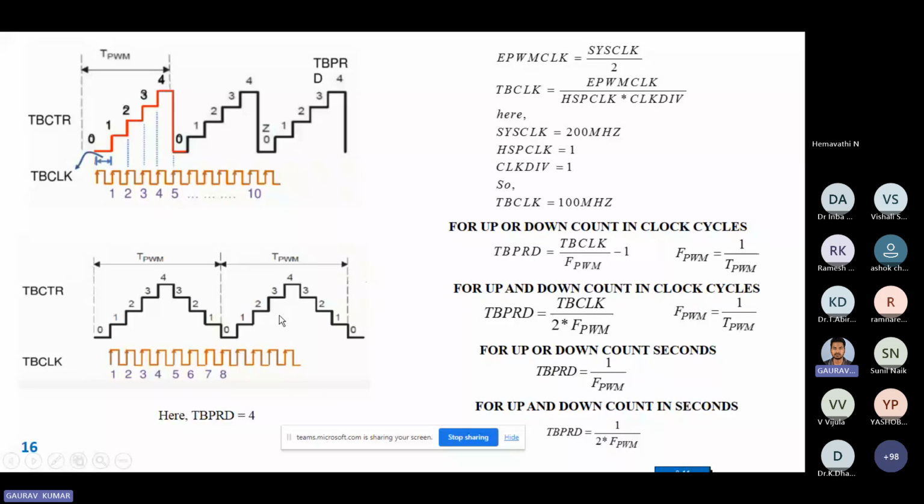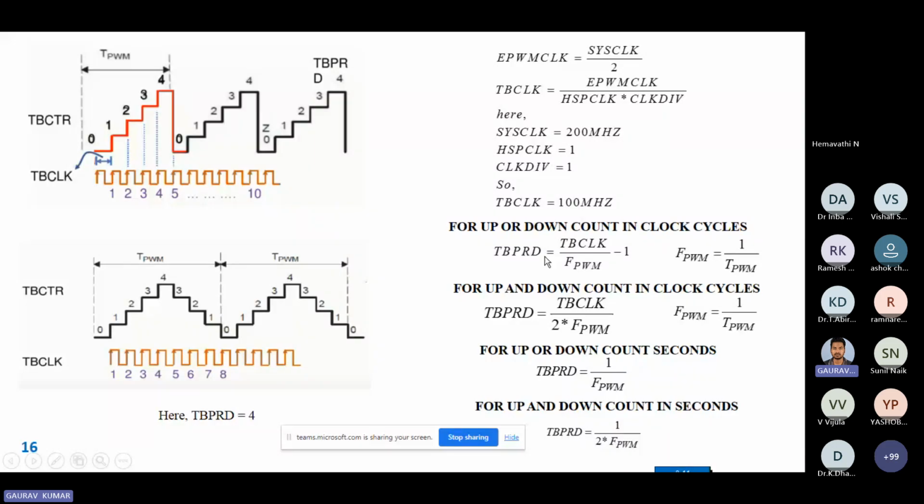And here we have the EPWM clock. EPWM clock is basically the pre-scaled version of the system clock. So EPWM clock is system clock by 2. We have system clock of 200 megahertz. System clock by 2 means 100 megahertz. And for HSP clock division and clock division, by default it is 1 and 1. So TB clock is also 100 megahertz. So here we can see the EPWM clock and TB clock are the same, 100 MHz. Both have the same value.